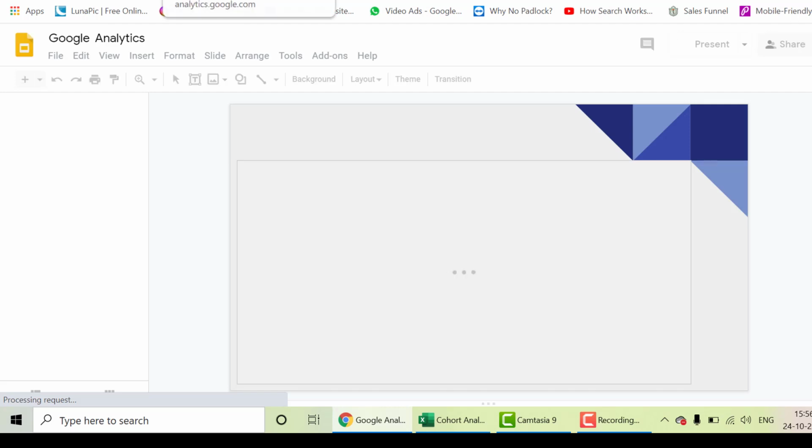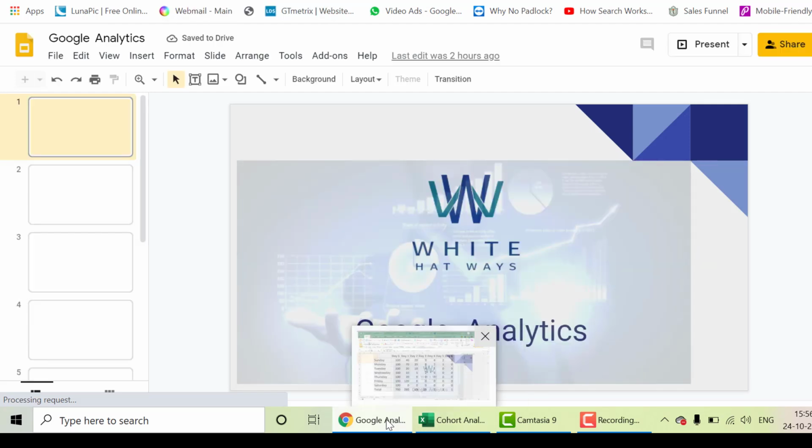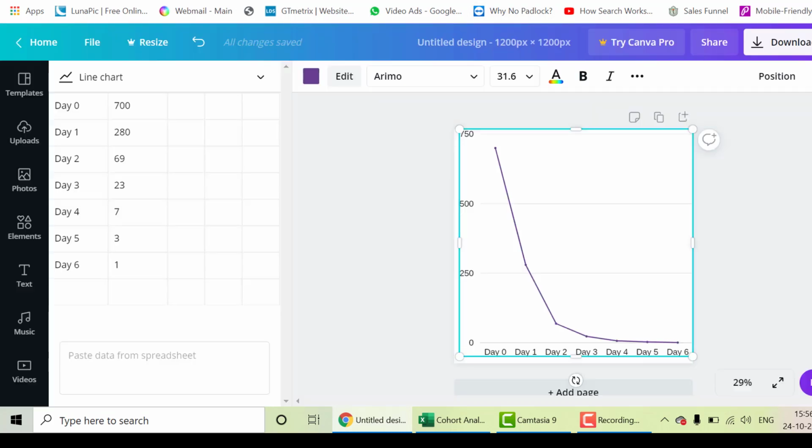So with this particular graph, what am I making out? What I am making out is that on day 0, 100% of the people came, but on day 1 it dropped to this level, and then on day 2 it dropped to this level, day 3 it dropped to this level, and day 4 it dropped to this level, and day 5 it dropped to this level, day 6 it dropped to 1, and it is basically touching the x-axis. So this is how cohort analysis works.